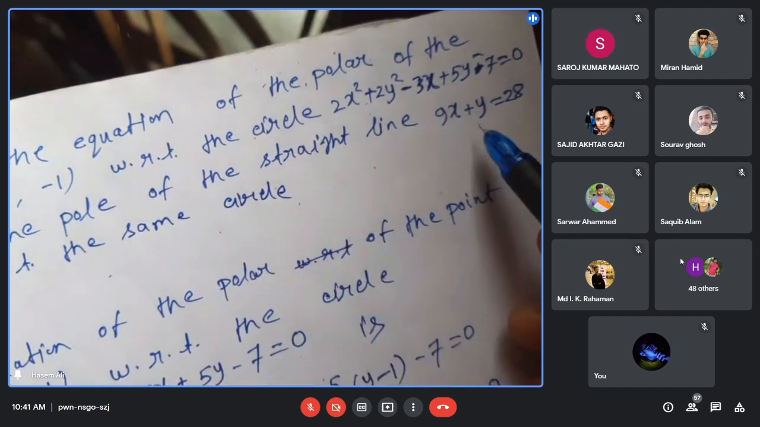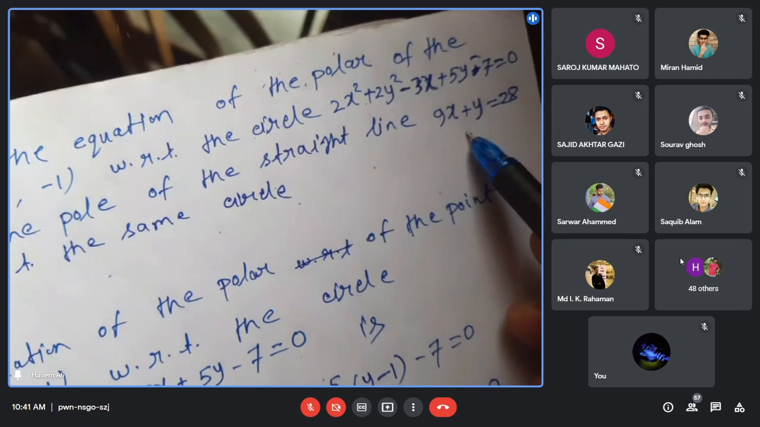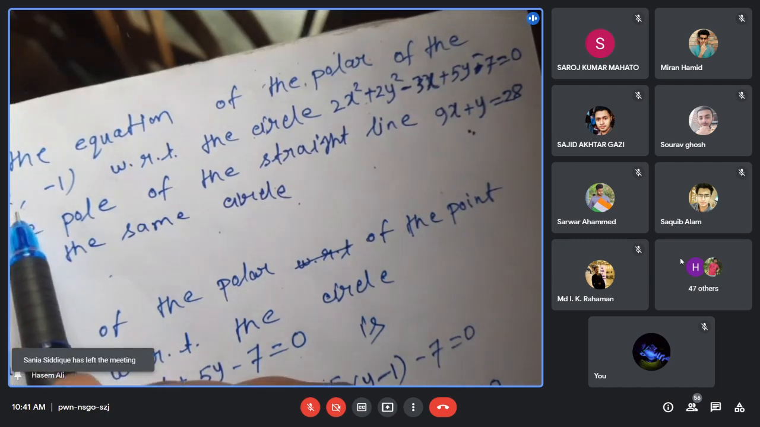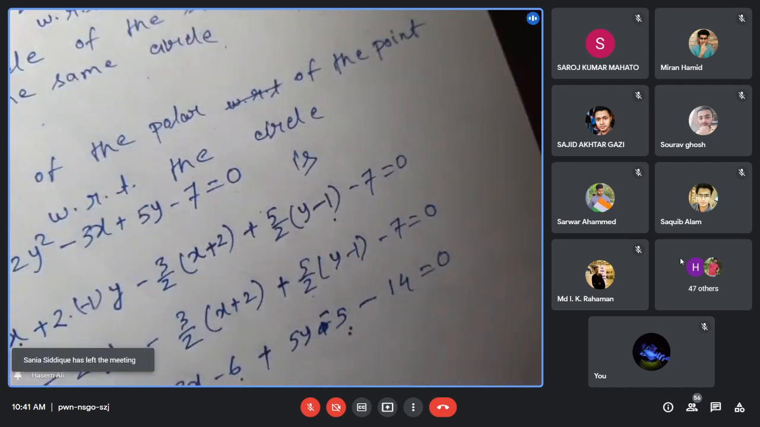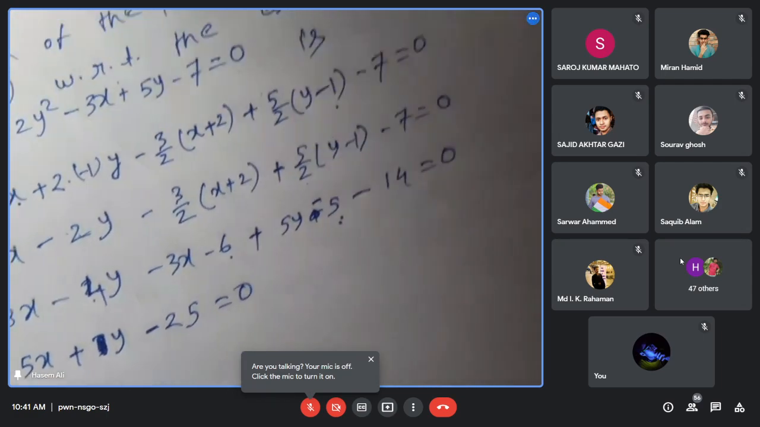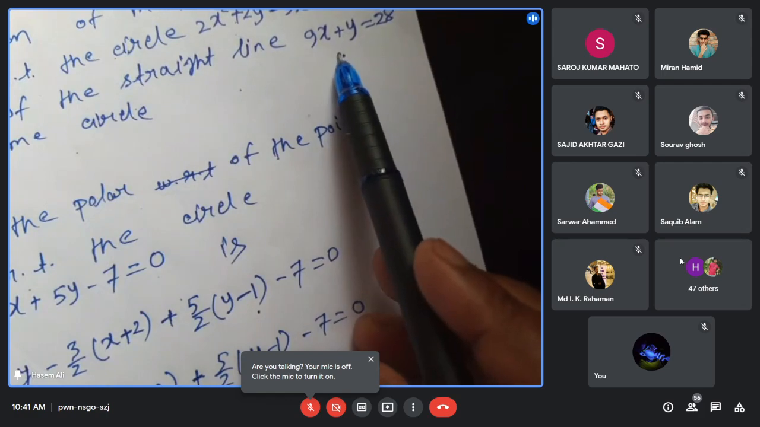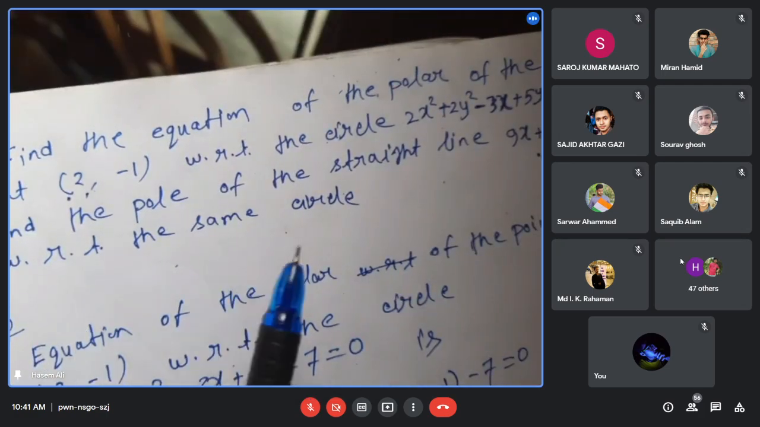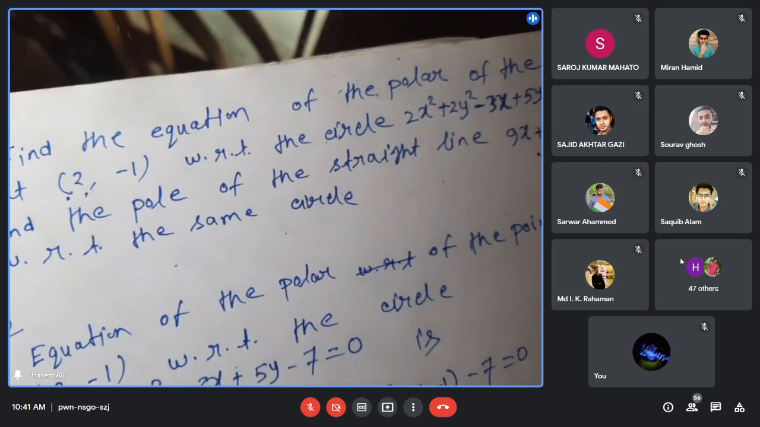So here the polar is given, so find the pole. In the first case the pole is given. This is the pole, this is the polar, 5x + y = 25. And in the second case the polar is given. Now find the point, that means find the pole. Pole means the point from where the chords are drawn.